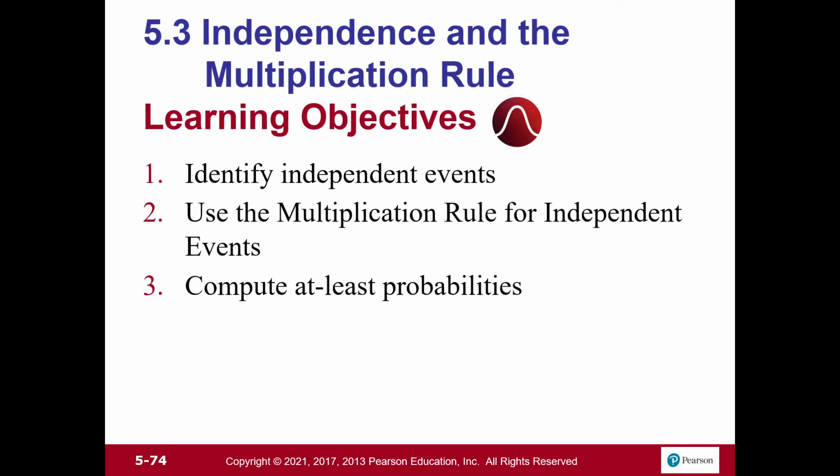Let's look at 5.3. This time it's independence and the multiplication rule. So it's a little different from being disjoint and non-disjoint. And also it's different because we are not adding up the probabilities. In this case, we'll be multiplying probabilities. Right? So first you do need to be able to understand and identify independent events, and then use the multiplication rule for independent events, and then also compute at least probabilities.